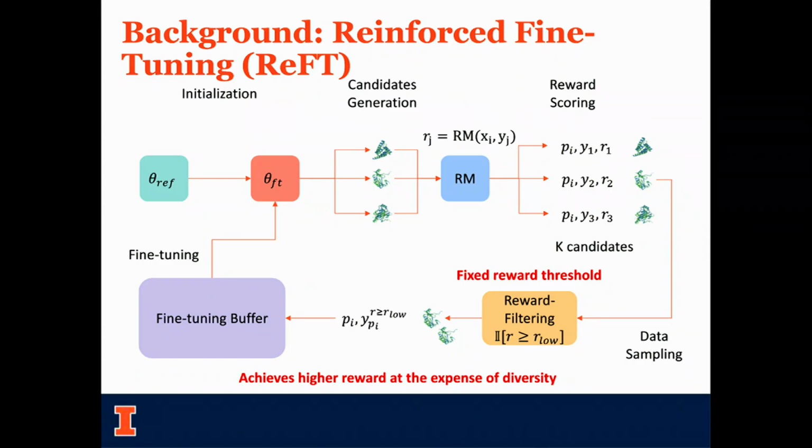The problem with such an approach is, although it achieves high reward because of the reward threshold, it does that at the expense of diversity. As the training progresses, what we find is that the diversity of the generated protein sequences suffers a lot.